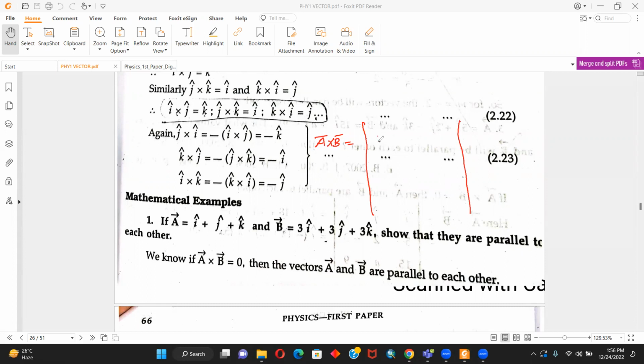Okay, let's try. So this is i cap, j cap, and k cap will be given here. Then in the next row, you will put the coefficients of a vector. So i's coefficient will be 1, j's coefficient is also 1, and k's coefficient is also 1. And for b vector, we will take the coefficients 3, 3, and 3. Now notice you can already understand that they are parallel to each other, because they have just multiplied the first vector with 3.